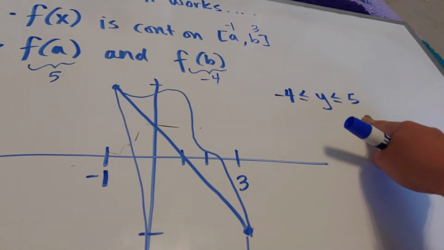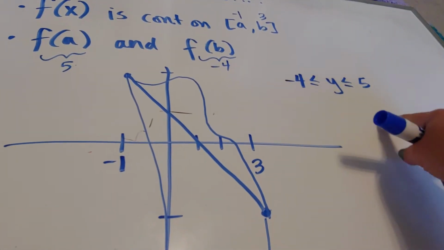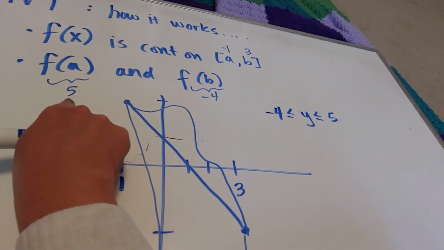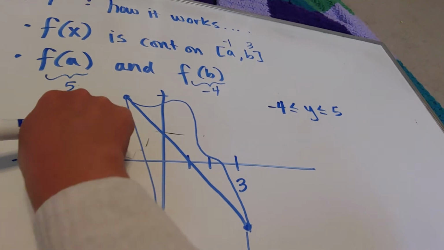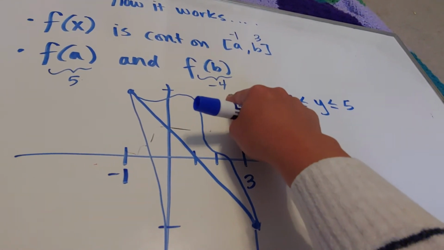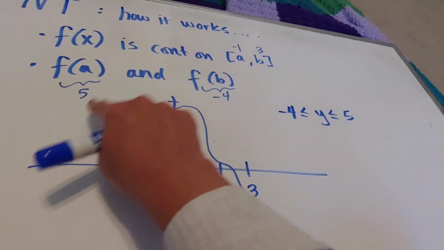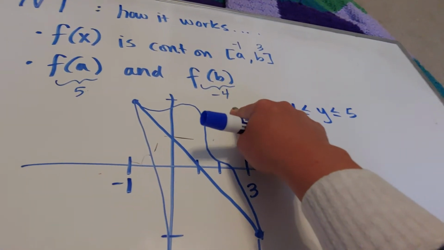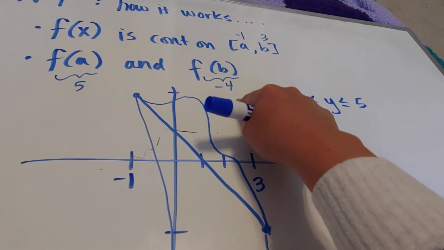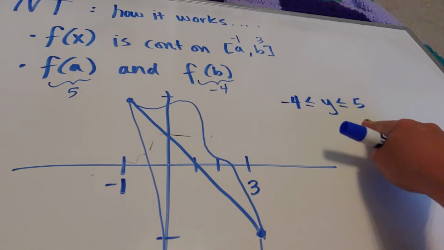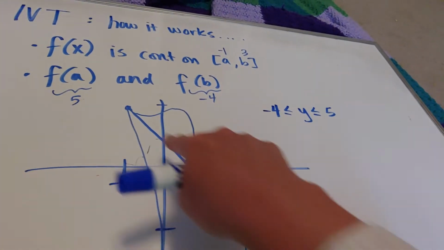Now, before I go any further, think of this like your car. If I knew that you were going 0 miles per hour, and then I looked at you driving 2 minutes later and you were going 60 miles per hour, I can guarantee that you went every speed between 0 and 60. However, I can't guarantee that you went 85. You may have, but I can't guarantee it. That's what this is saying. This is saying that I can only guarantee y values between here and here.